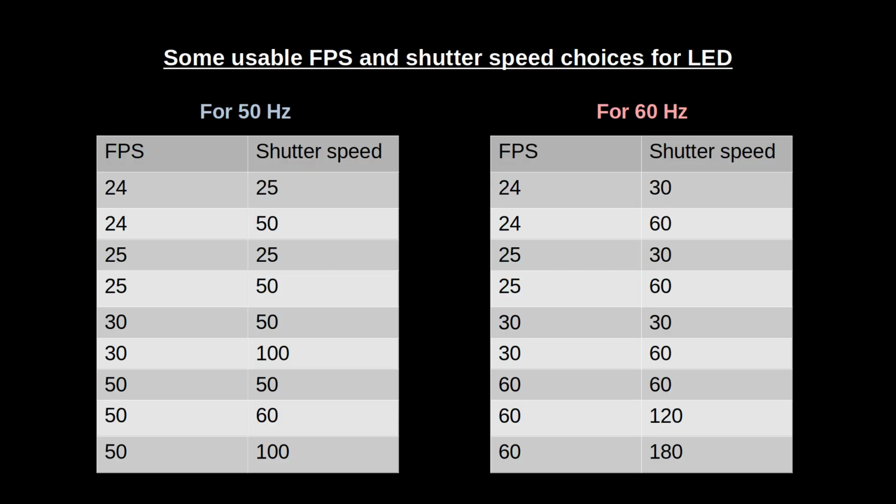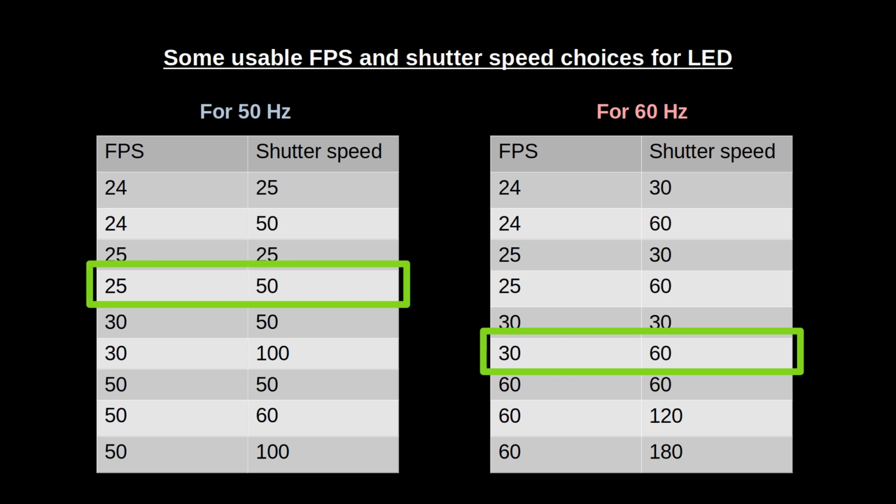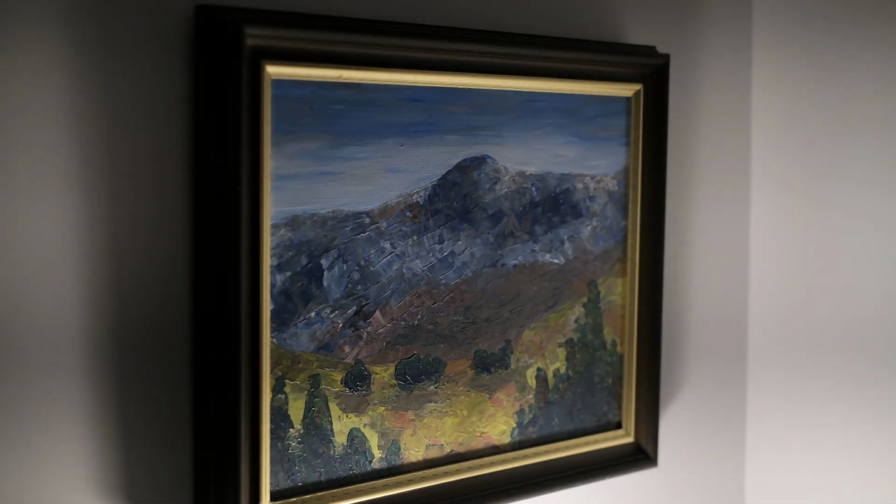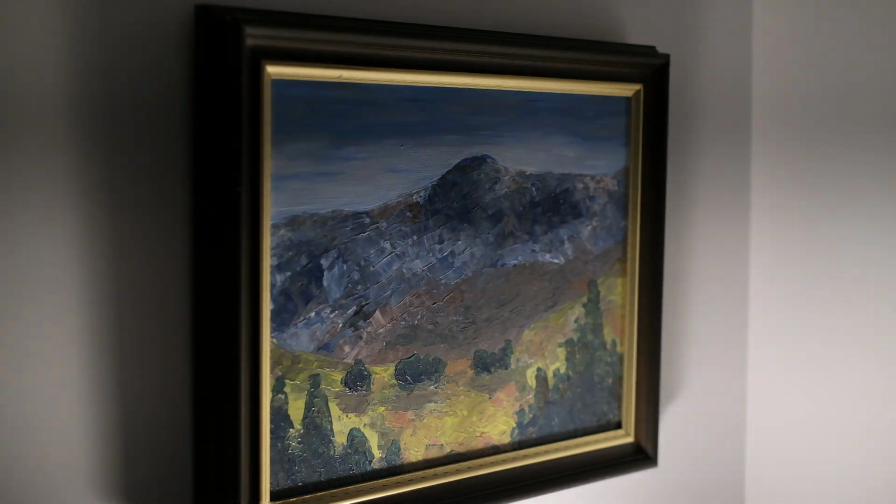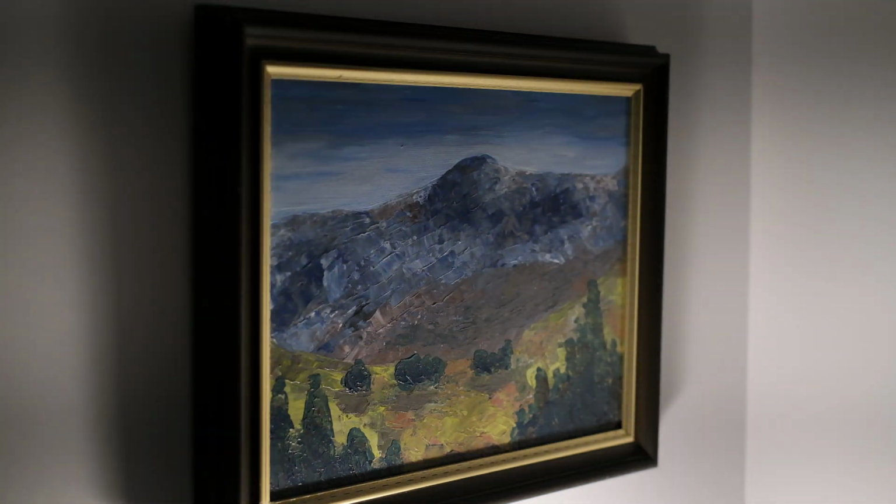If you live in a 60 Hz region, such as North America, good frame rate and shutter speed pairs are 30 and 60, 30 and 30, 60 and 60. Of these values, the 30 and 60 pair is the most logical to choose. Just like with my 50 Hz electrical system, I would choose 25 and 50. I should add that low-cost LEDs might still flicker due to suboptimal driver design, even with the best camera settings.